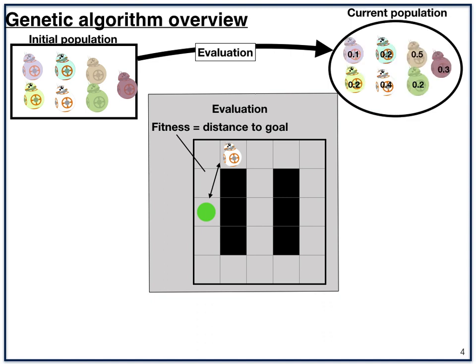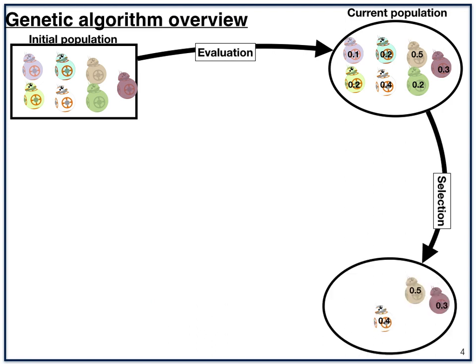We're then going to label all of the individuals in our current population with their fitness score. In this case, bigger numbers are better. We're then going to perform some type of selection where we'll select some top percentage of the best solutions in the population. We're going to take those individuals and implement crossover and mutation. So let me talk about crossover and mutation.